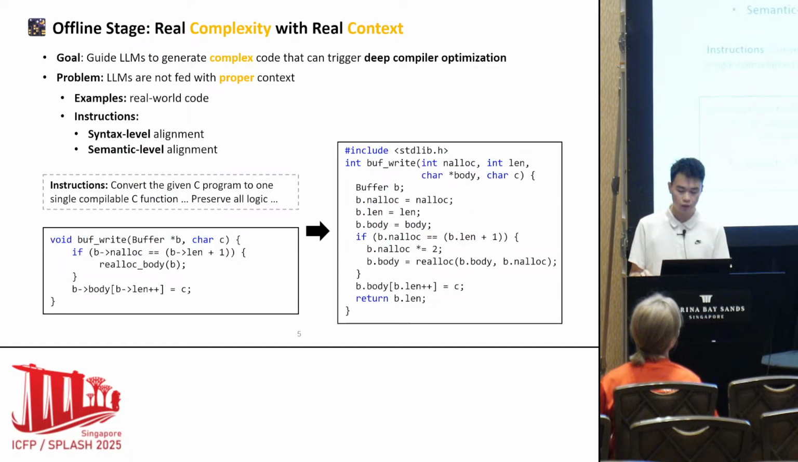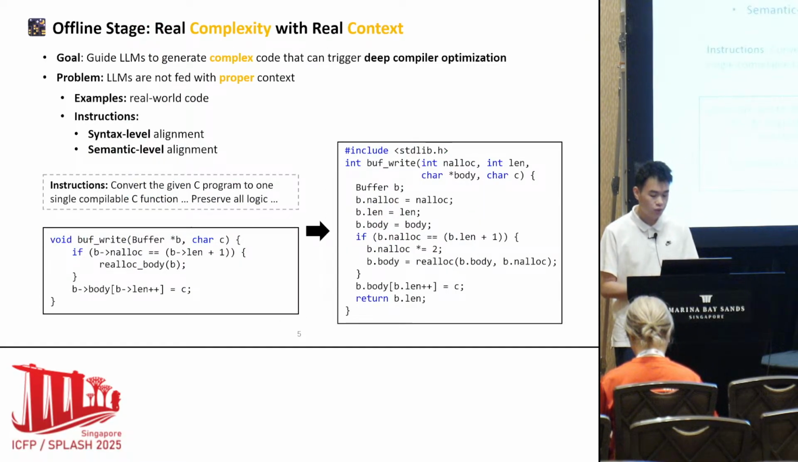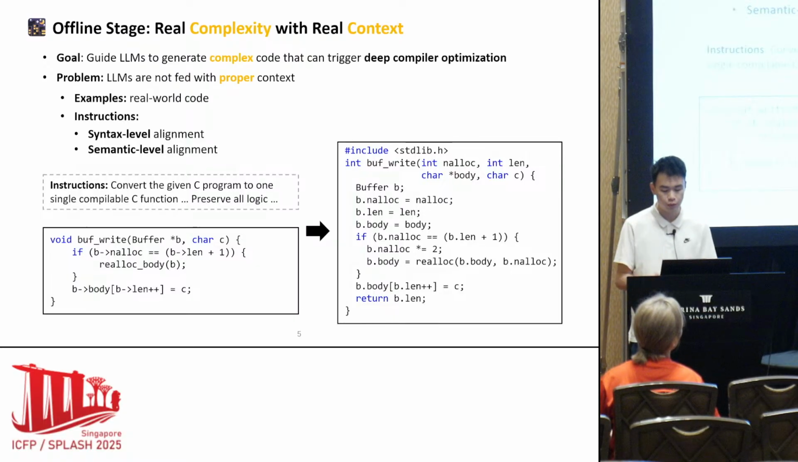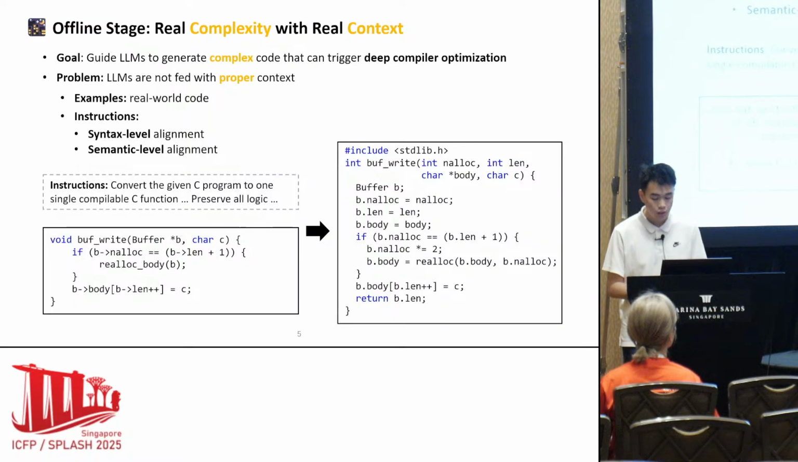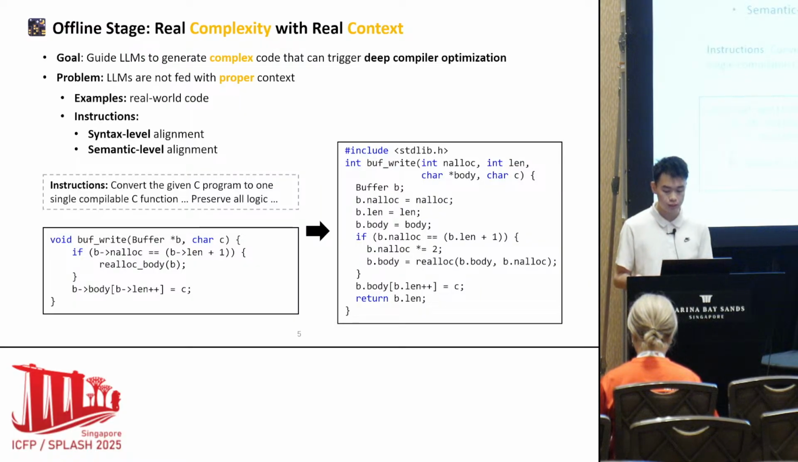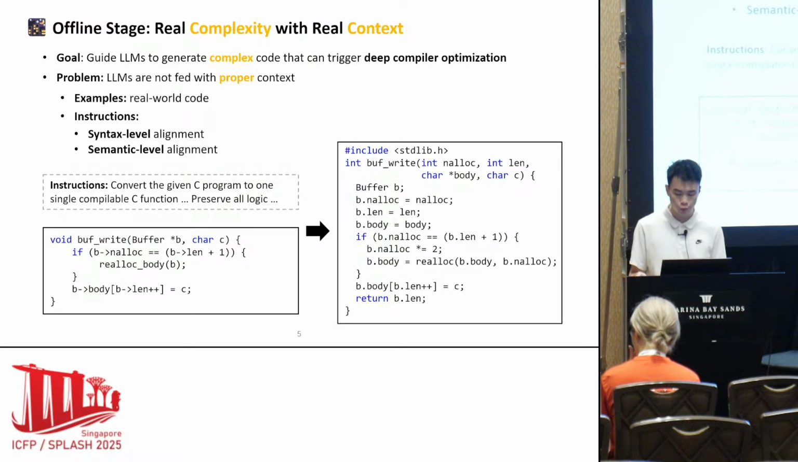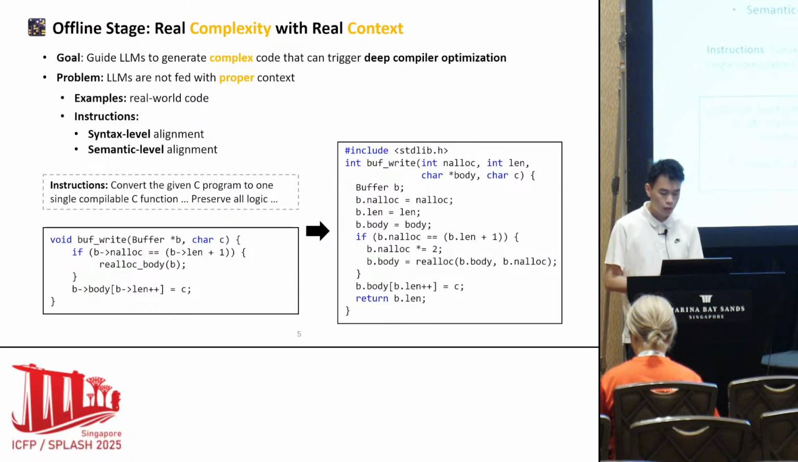Now let's take a closer look at the offline stage. We aim to generate real-world code with real complexity. Previous LM-based testing tools often feed models with simple context, like standard documents or small toy snippets, which fail to reflect how real compilers behave in practice. Here, we instead provide real-world code and meaningful context, so the LM can reason about the actual program logic and the true semantics, and transform the code snippets into compilable and realistic functions.